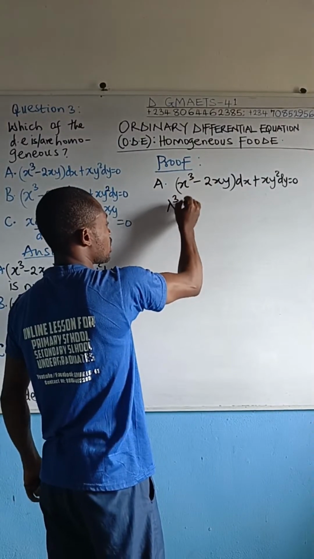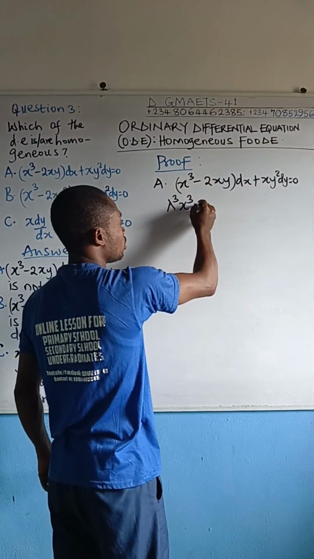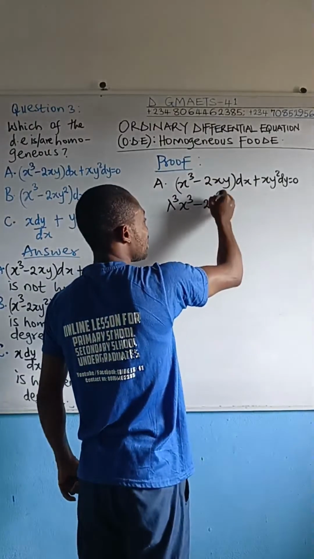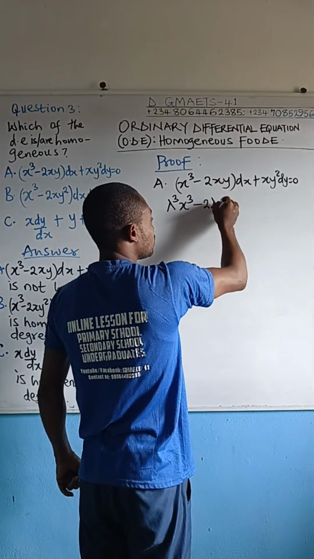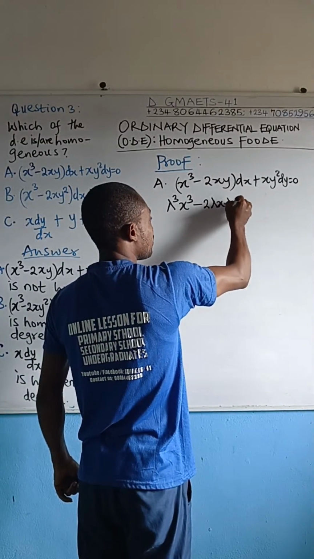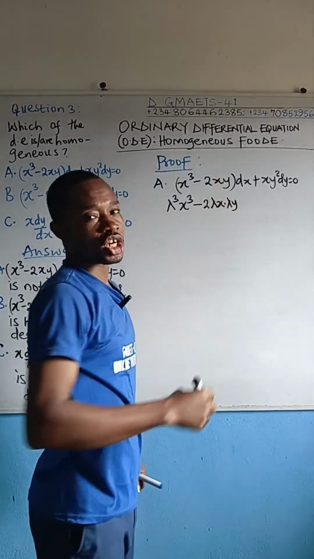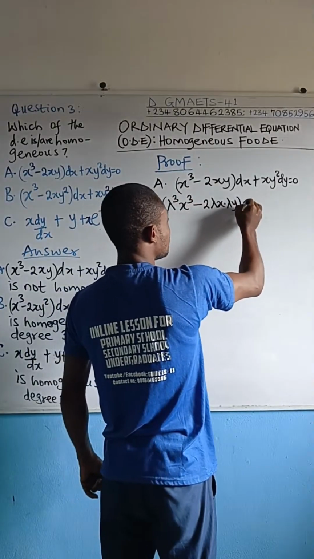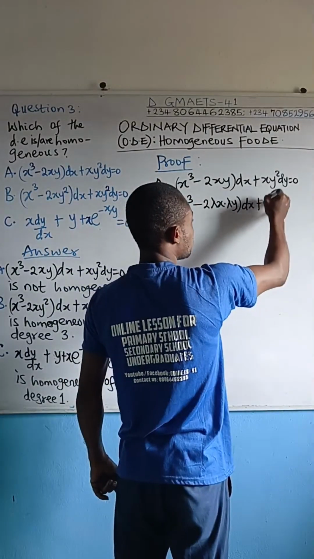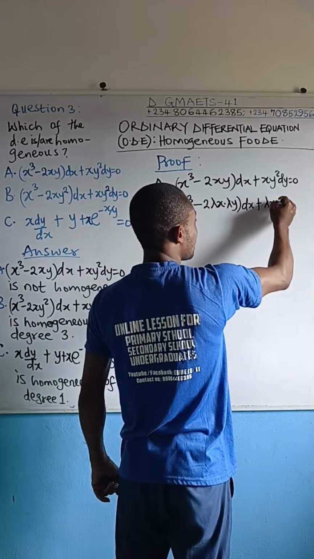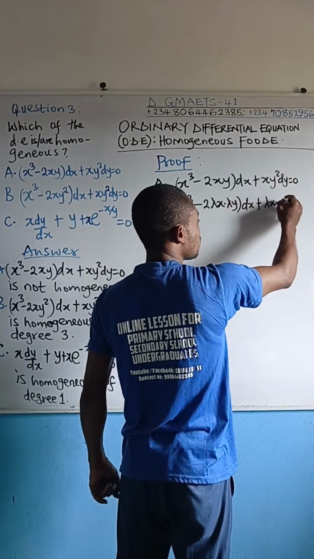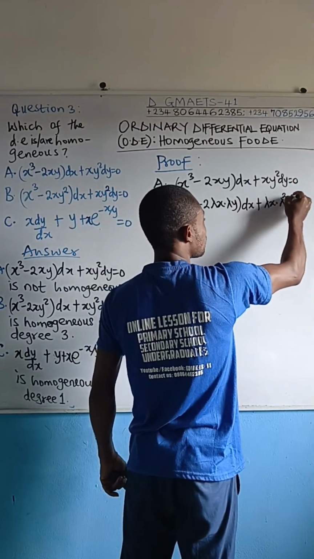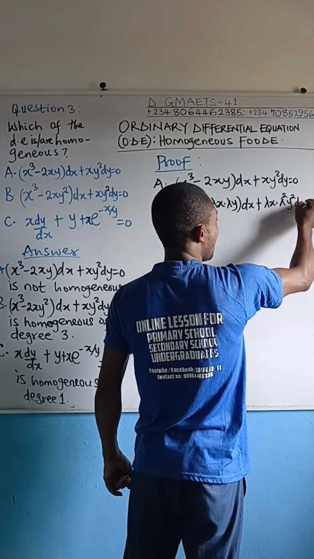So lambda times x will give you lambda x, then all raised to the power 3. Distribute the power 3. So you have lambda cube x cube minus 2 times lambda x times lambda y, because the lambda will multiply each of the variables there. So this whole term bears the dx. Then plus, come to this, lambda times x, and then times this y squared. So it's going to be lambda squared y squared. All this term is dy, then equal to 0.